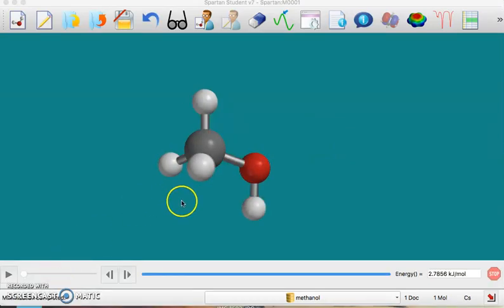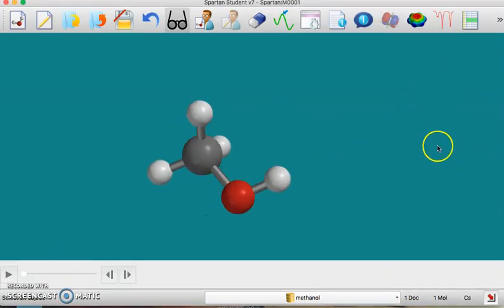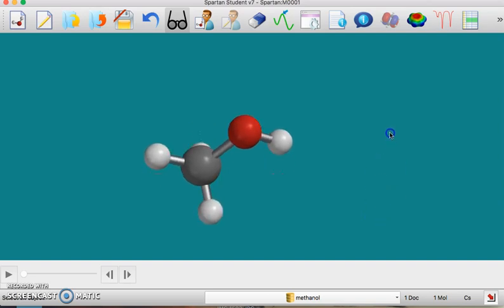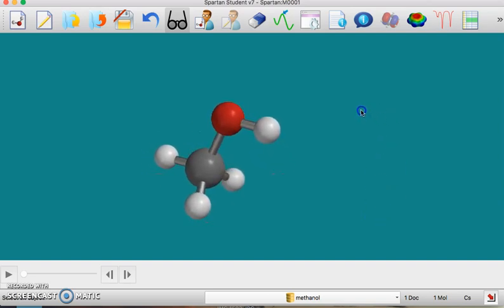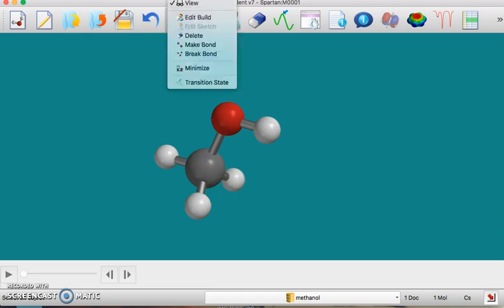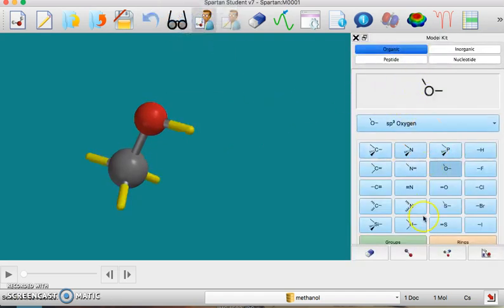So once you've built a molecule and you've gotten rid of the build window, maybe you realize you built it wrong and you need to change some things around. This should be a C double bonded O or something like that. If you need to edit this structure that you already have, you're going to go to the top menu and click on Build. And then under that, click the Edit Build. And then your build window will pop up so you can add things or not.